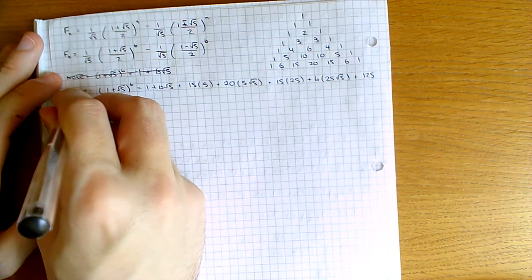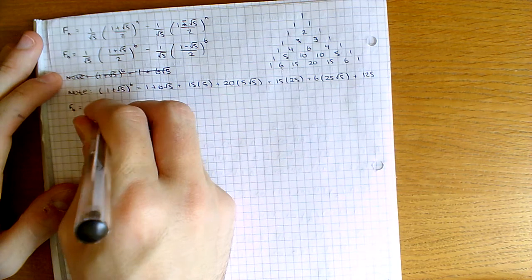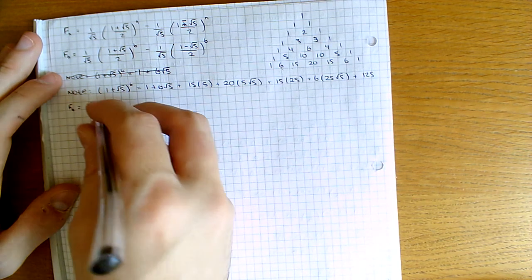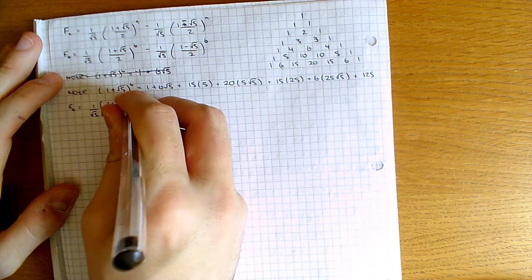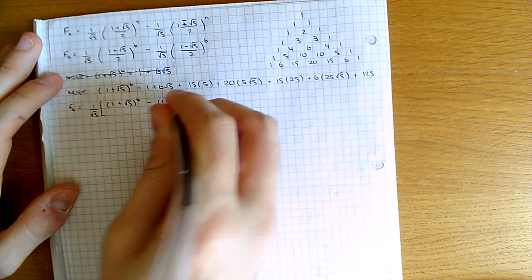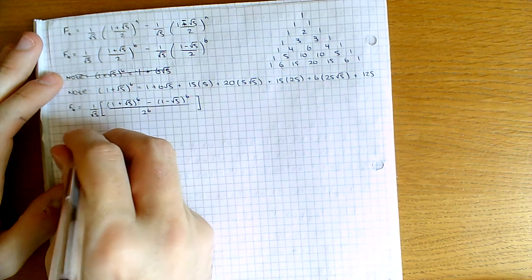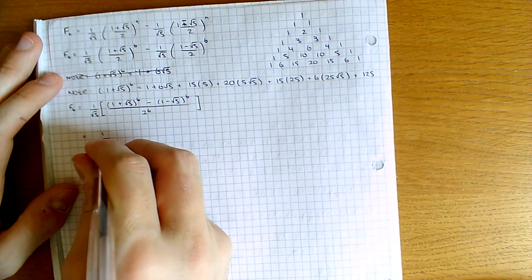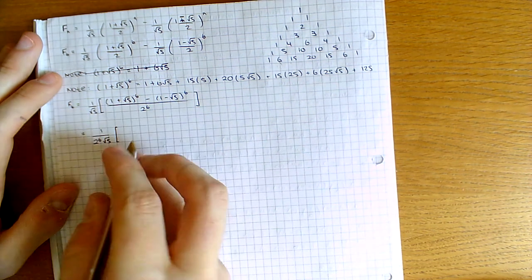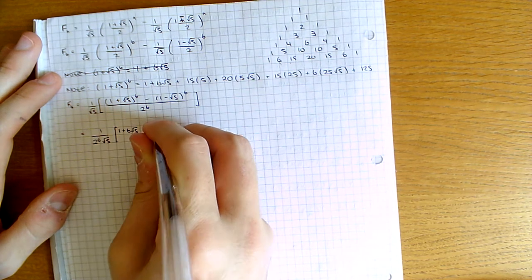So f6 equals 1 over √5 times ((1 + √5)^6 minus (1 − √5)^6) over 2 to the power of 6. So substituting this in, we'll take out this 2 to the 6 as well. So it's 1 over 2 to the 6 √5 times (1 + √5)^6, we've found an expression for that, so I'll just copy that in.